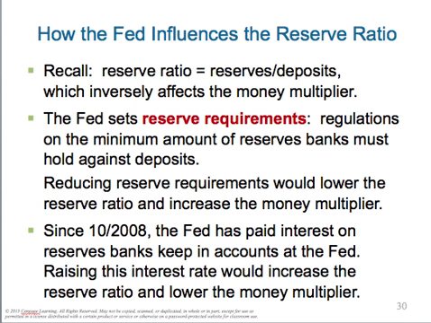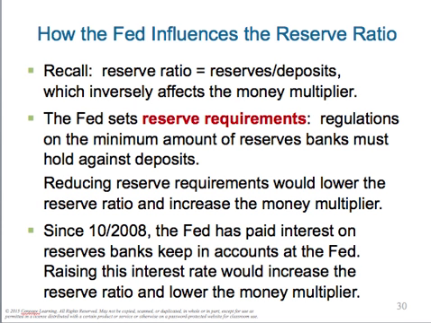The Fed sets reserve requirements, remember. Those are the regulations on the minimum amount of reserves that must be held against deposits by banks. Reducing the reserve requirements would lower the reserve ratio and increase the money multiplier. It would allow banks to loan more money, and thus that $100 we originally put in, if it goes down from 20 to 10%, that's more money that they can loan out, and thus increasing the money multiplier.